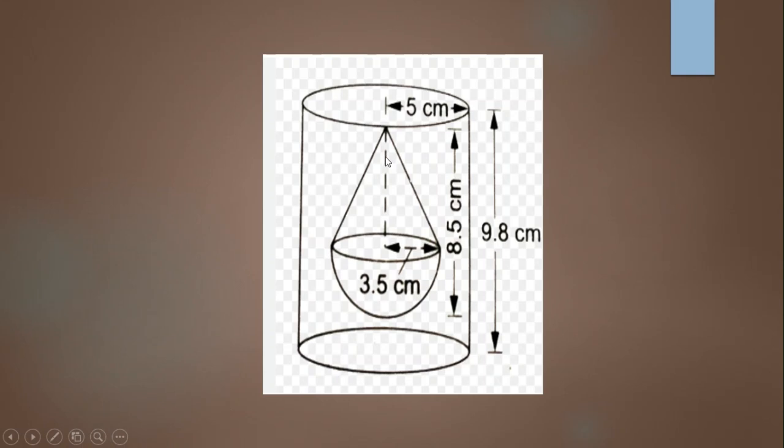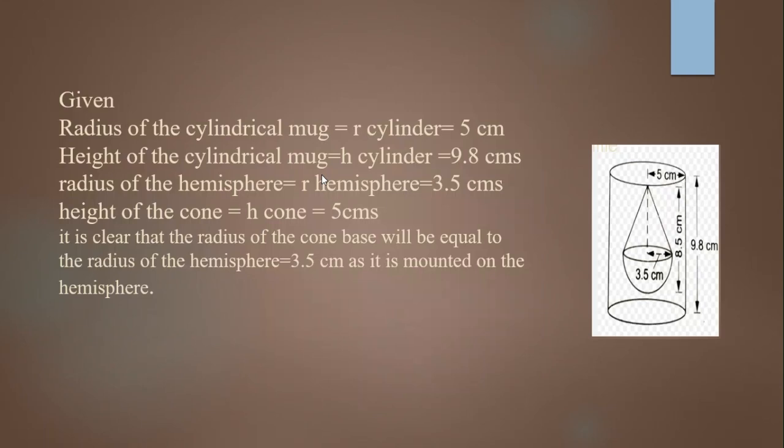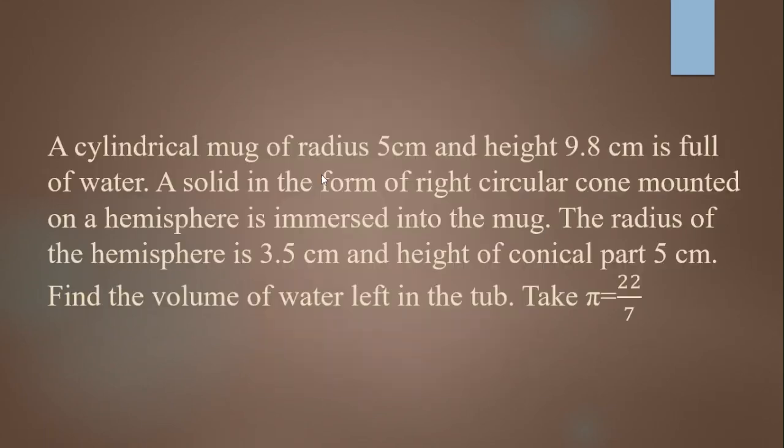So when this particular shape is immersed into the cylindrical mug, what is the water left over in this particular cylinder? One solid shape is immersed, no? So in a cylinder full of water, if a solid shape is immersed, some water will be left out in the cylinder. We need to find the volume of the water which is left in the cylinder. That is what we need to find out.